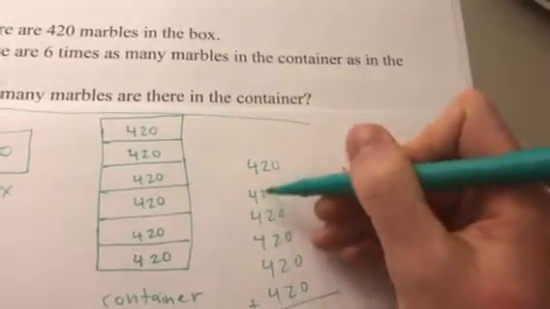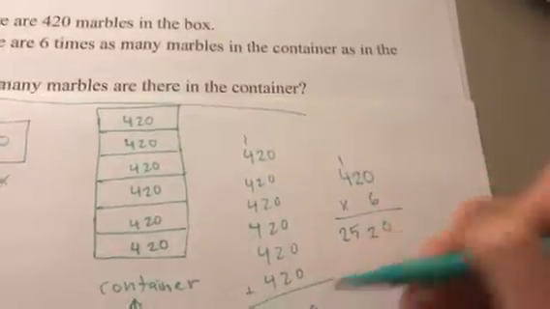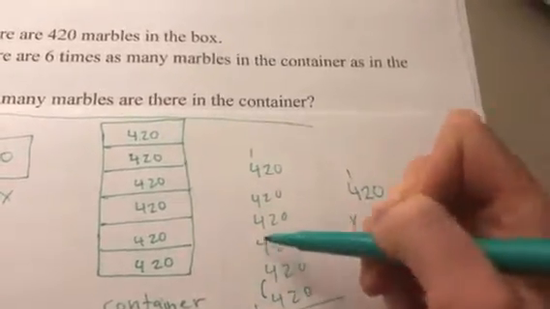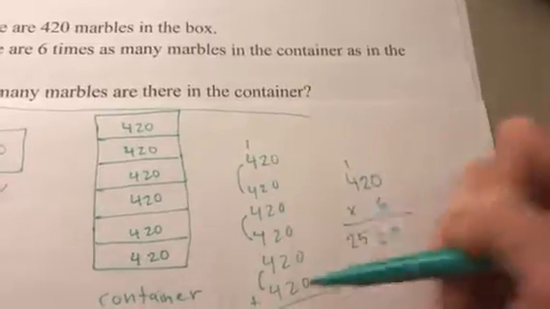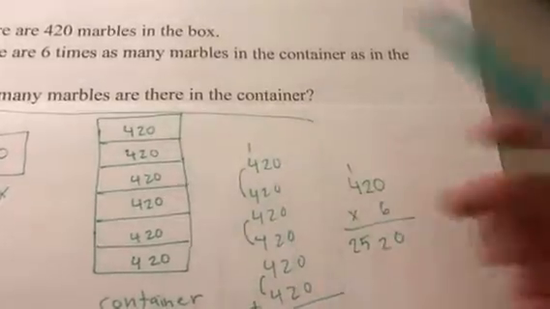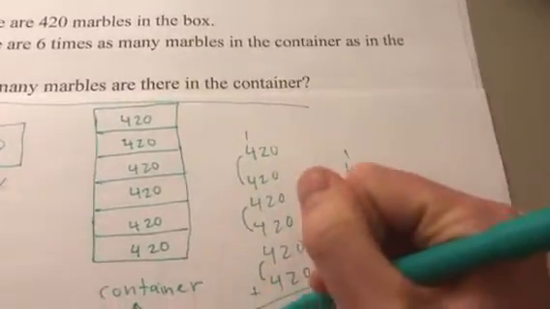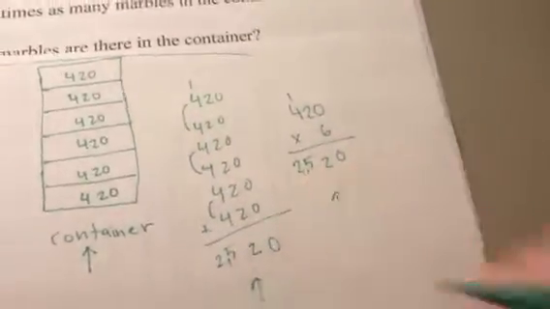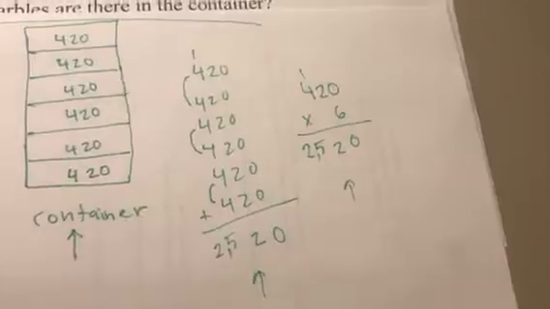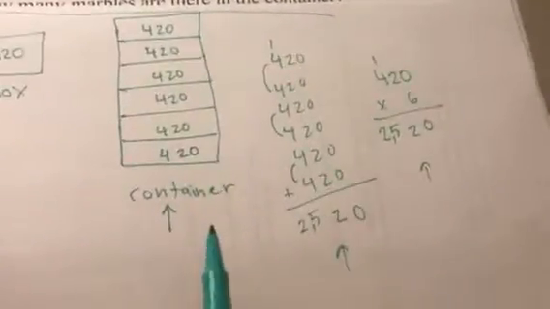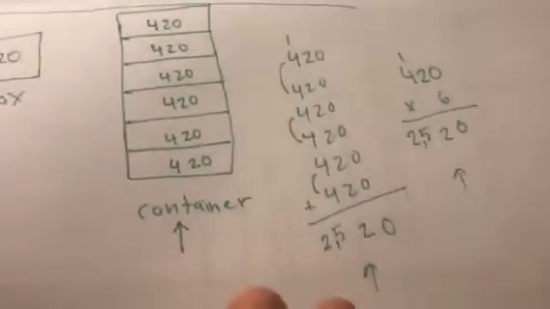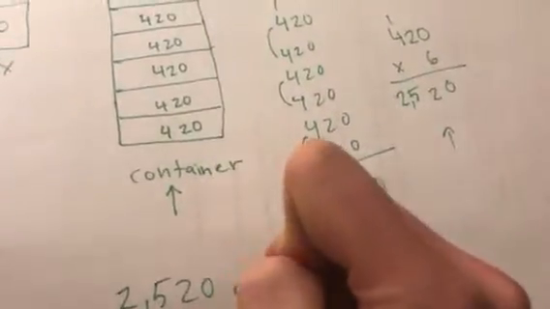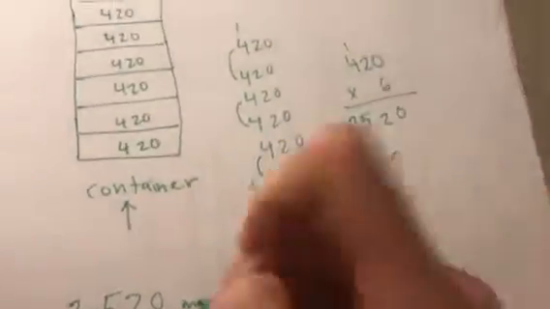2, 4, 6, 8, 10, 12. And then one way to do this is to group it by 8s. So I have 8 3 times, which is 24, plus 1 is 25. You can see that I get the same answer in both cases. So the container has 2,520 marbles. And so as my label, I can write marbles.